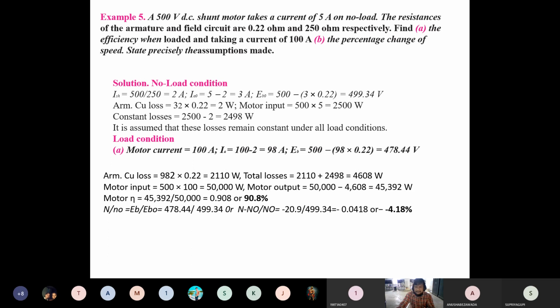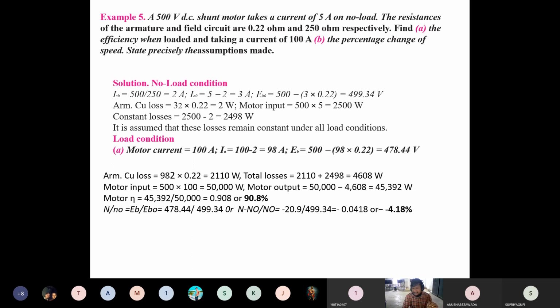And then combine copper losses plus iron losses. That is nothing but total losses. Determine the motor input V into IL, and then determine the output. Output is nothing but input minus total losses. Then efficiency of a DC motor is equal to output by input, that is equal to 90.8%, right? So in this way, we have to execute the Swinburne test problem.